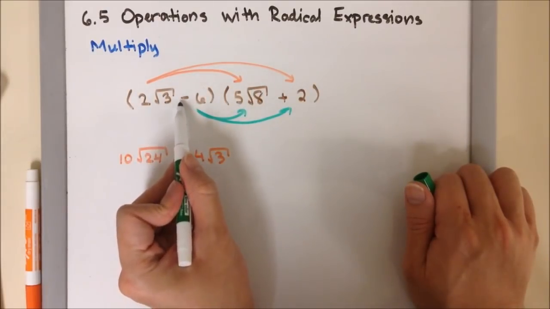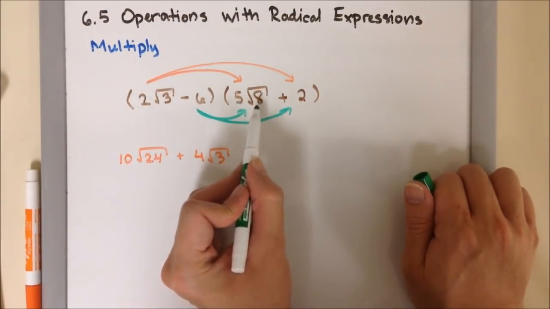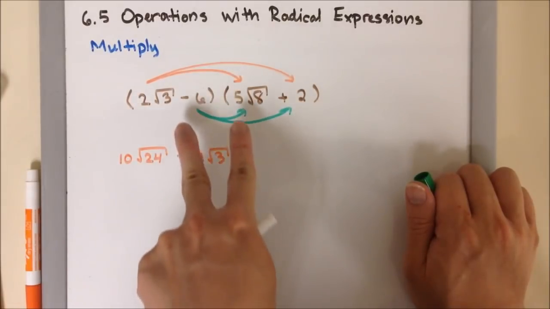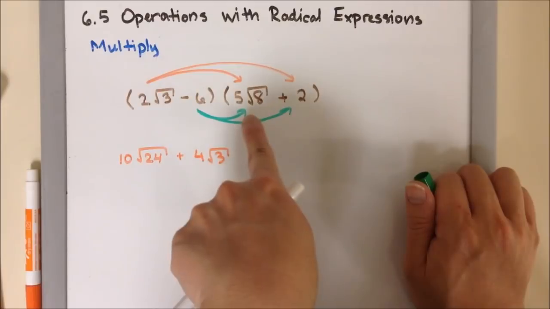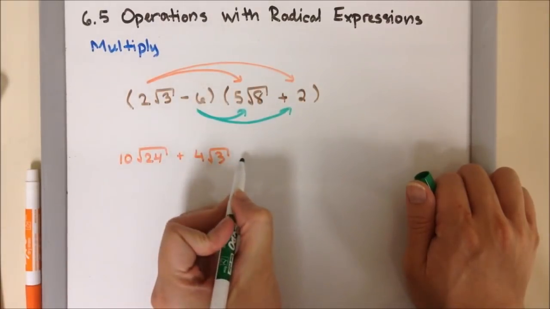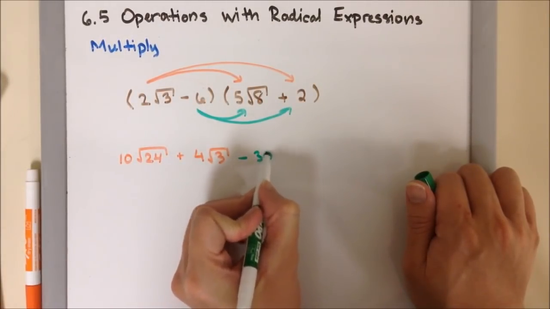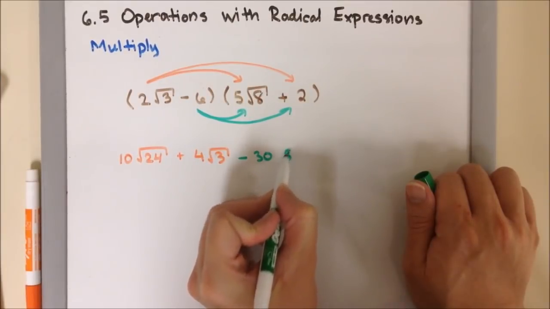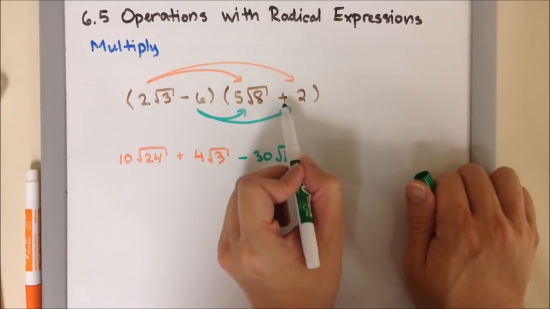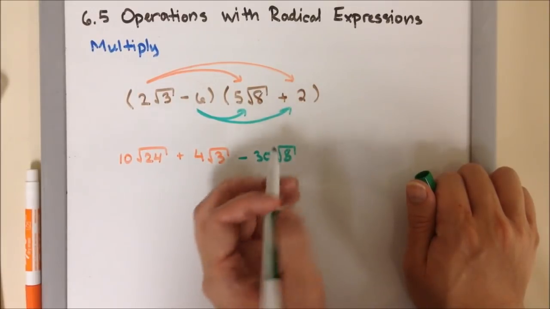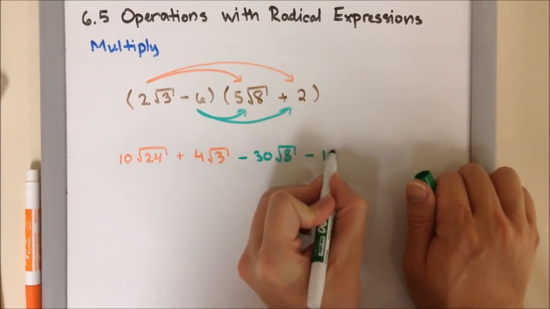So here, negative 6 times 5 square root 8, and again, all I was doing was just multiplying my negative 6 to the 5 that's outside the square root of 8, which will be negative 30, and I keep my square root of 8. Then I do negative 6 times positive 2, which is negative 12.